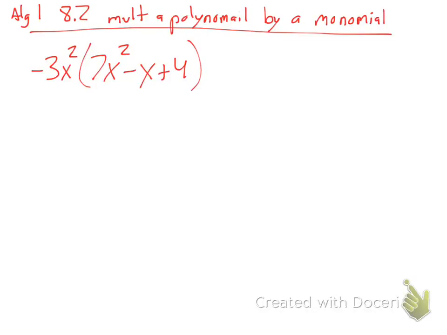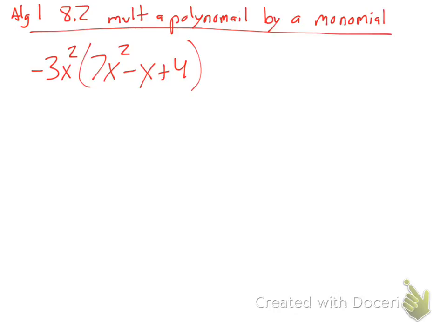Algebra 1, 8.2. This is multiplying a polynomial by a monomial. So this is actually still stepping up to multiplying. This is the first step. And that means I take a monomial, which is a single term, and multiply it to a polynomial, many terms. All I'm going to do is use the big D word, and that is distribute. I'm going to distribute the negative 3x squared to all of the terms inside.